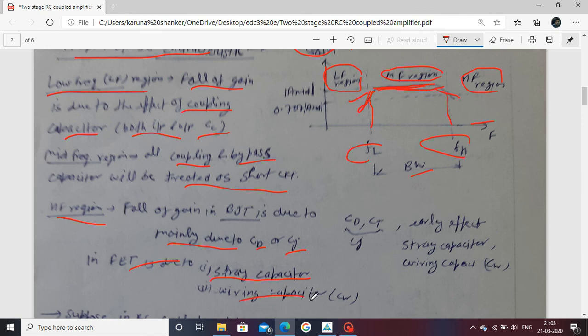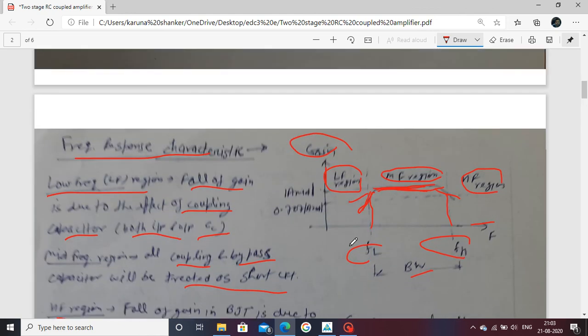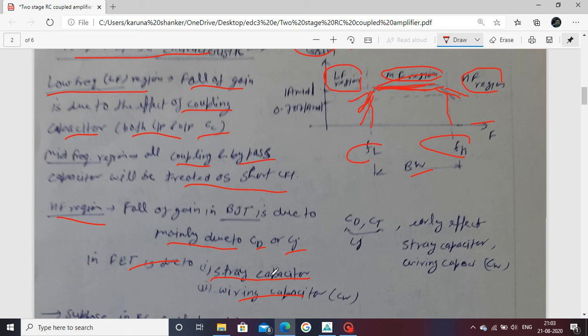and wiring capacitance. The purpose here is that you note down: if we use a BJT, in the mid frequency region the gain is constant, in the lower frequency region the gain decreases, and in the higher frequency region the gain also decreases. This decrease is due to coupling capacitance, and this one is due to junction capacitance. Junction capacitance is the diffusion capacitance and transition capacitance in a BJT. If we go to a FET, then the gain decreases in the high frequency region due to stray capacitance and wiring capacitance.